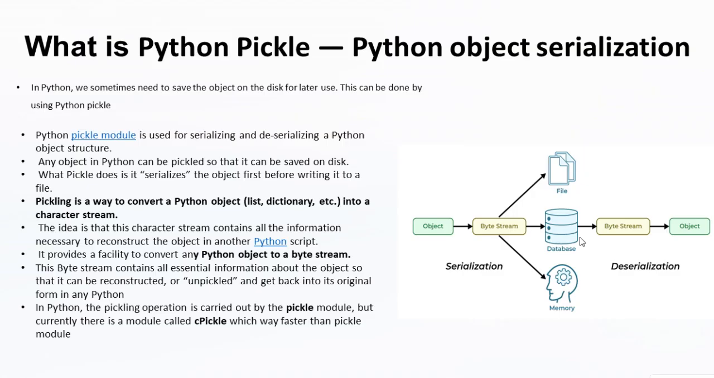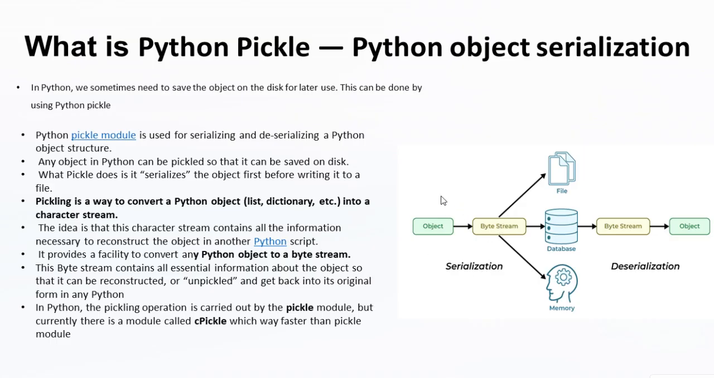See, in Python we sometimes have to save the object on a disk for later use, right? So this can be done by using the Python Pickle. The Python Pickle module is basically used for serializing and deserializing a Python object structure.